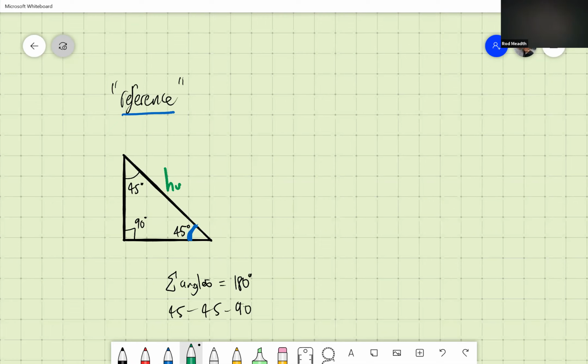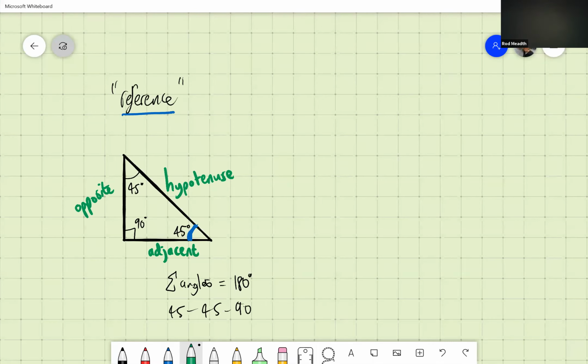Now, the first label you do is the hypotenuse. That never changes. That's always just that long side opposite from the 90 degrees. But because I chose that blue one there as the reference angle, I now label this leg as the opposite leg, or the opposite side, and I label the other leg as the adjacent side.